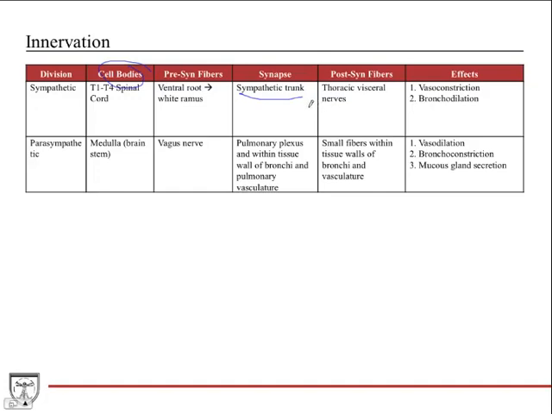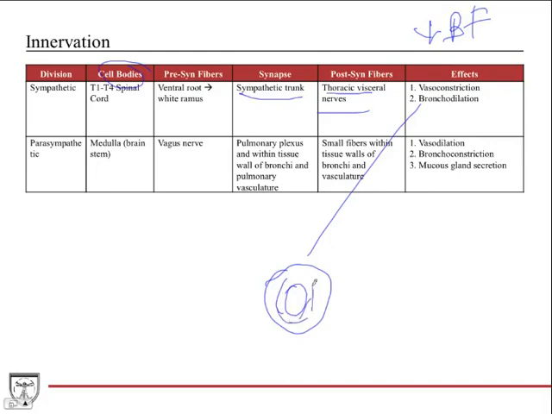Then after they synapse in the sympathetic trunk, they'll go through the thoracic visceral nerves, and that'll take them to the pulmonary plexi and then to the lungs. Big effect of the sympathetic nervous system is vasoconstriction, so decreasing blood flow, and then bronchodilation. So what does that? If you have your bronchus like this, and you have your smooth muscle like this, what they're going to do is turn off contraction of the smooth muscle.